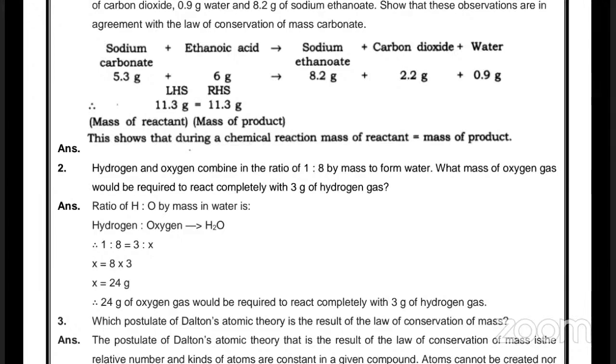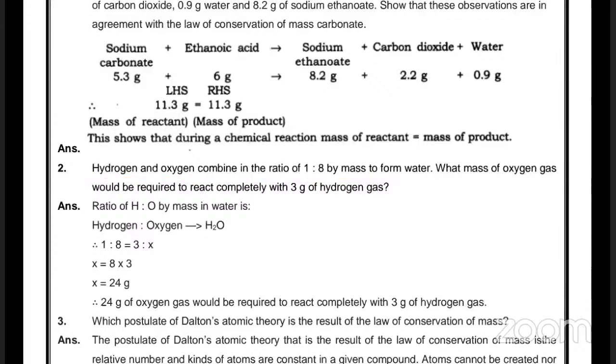We are moving toward the second question. Hydrogen and oxygen combine in the ratio 1:8 by mass to form water. What mass of oxygen gas would be required to react completely with 3 grams of hydrogen gas?